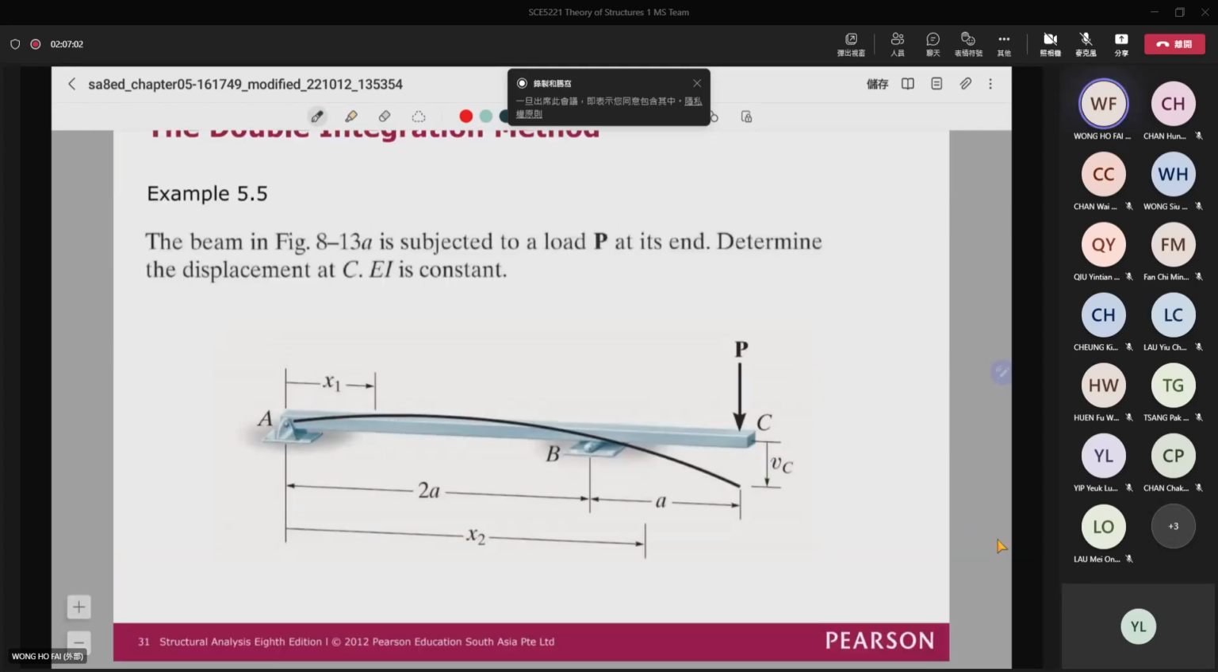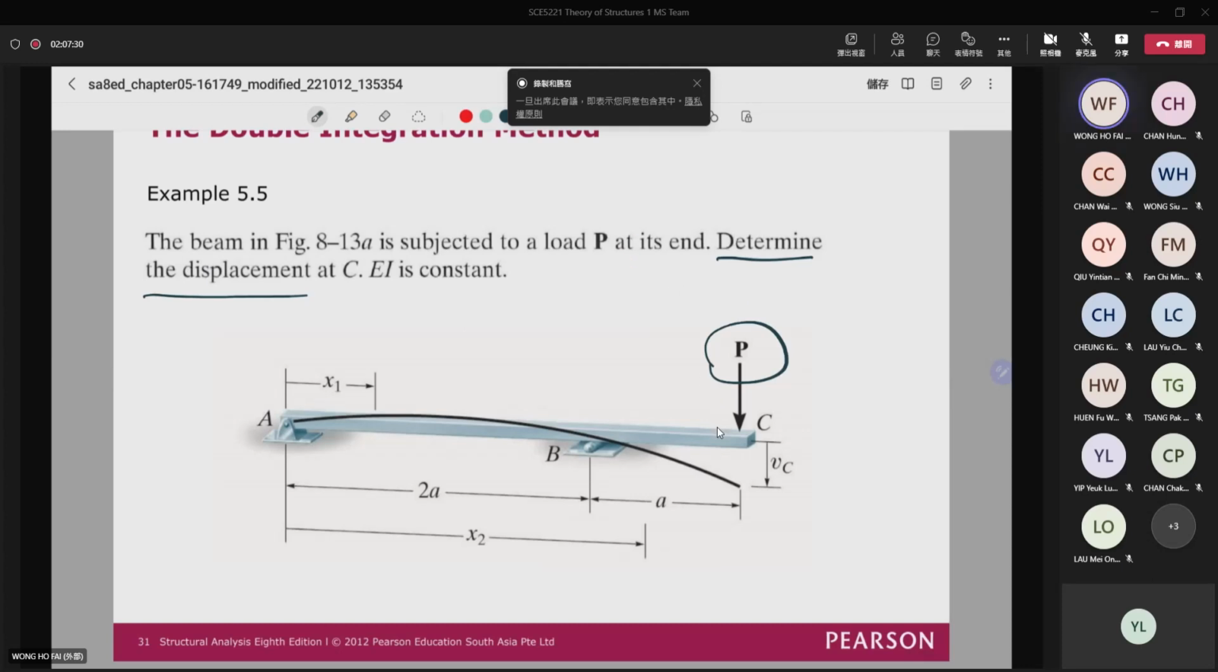And then finally, we can have another example for you. Here you have two parts of the beam. One is actually supported by the two ends. The other one is just like a cantilever. So you have a force P applied at the end of the beam. We want to determine the displacement at the point C. Then how can we do that?